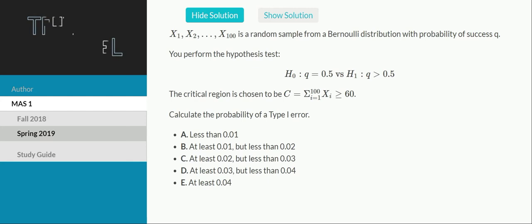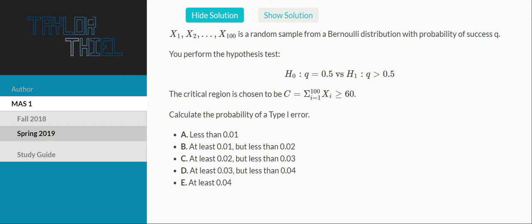Hello everyone and welcome to today's video where we're walking through question 21. X1, X2, through X100 is a random sample from a Bernoulli distribution with probability of success Q. You perform the hypothesis tests. H null is Q equals 0.5 versus alternative hypothesis H sub 1 is Q is greater than 0.5.